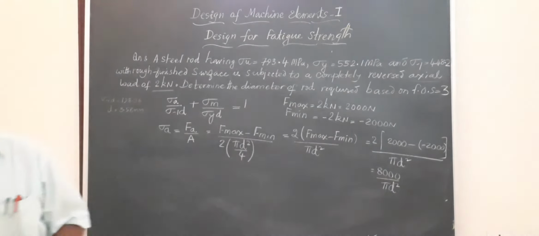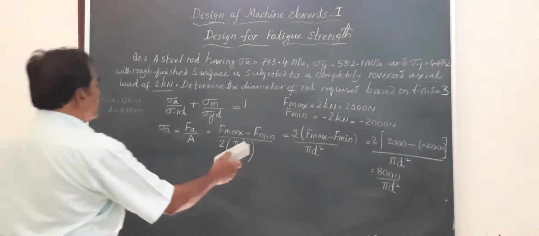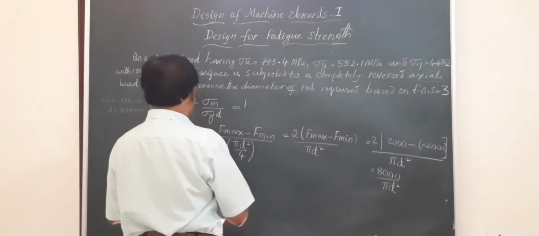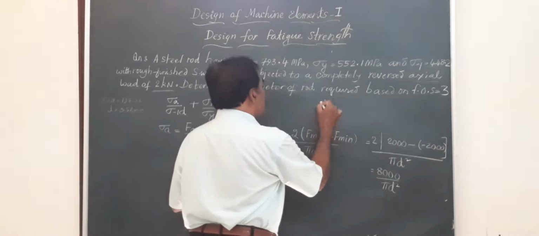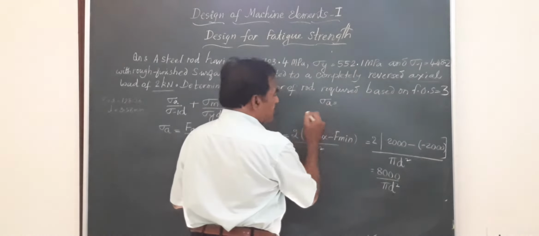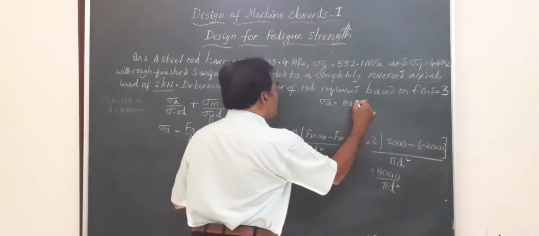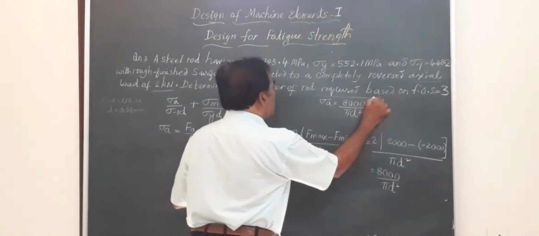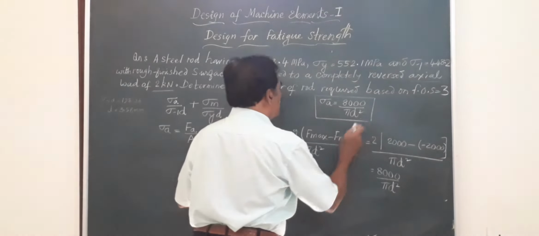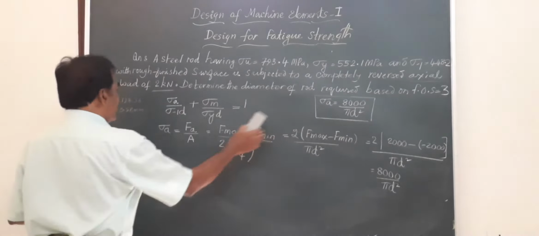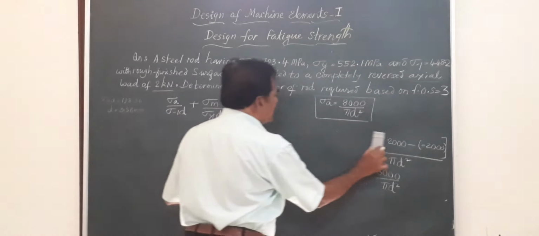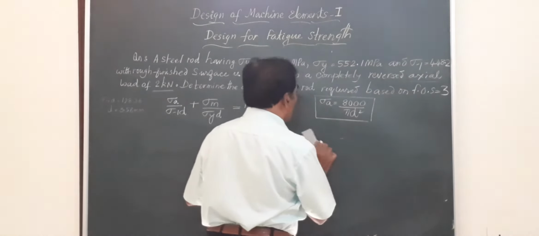Friends, I am going to save this separately so that we can use it later on. So I will say here sigma A is equal to 8000 by pi d square, where d is the diameter of the rod to be found out. Now after writing this, let me rub this portion completely. This is only the calculation part of sigma A.